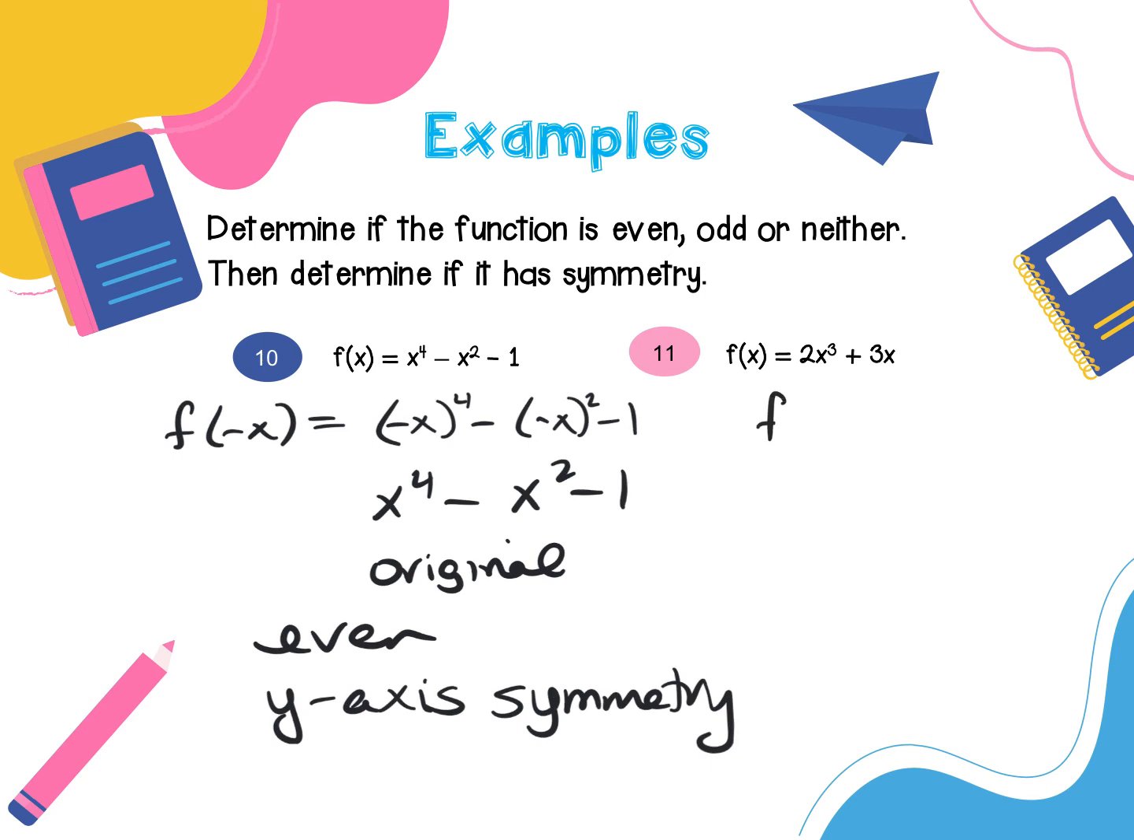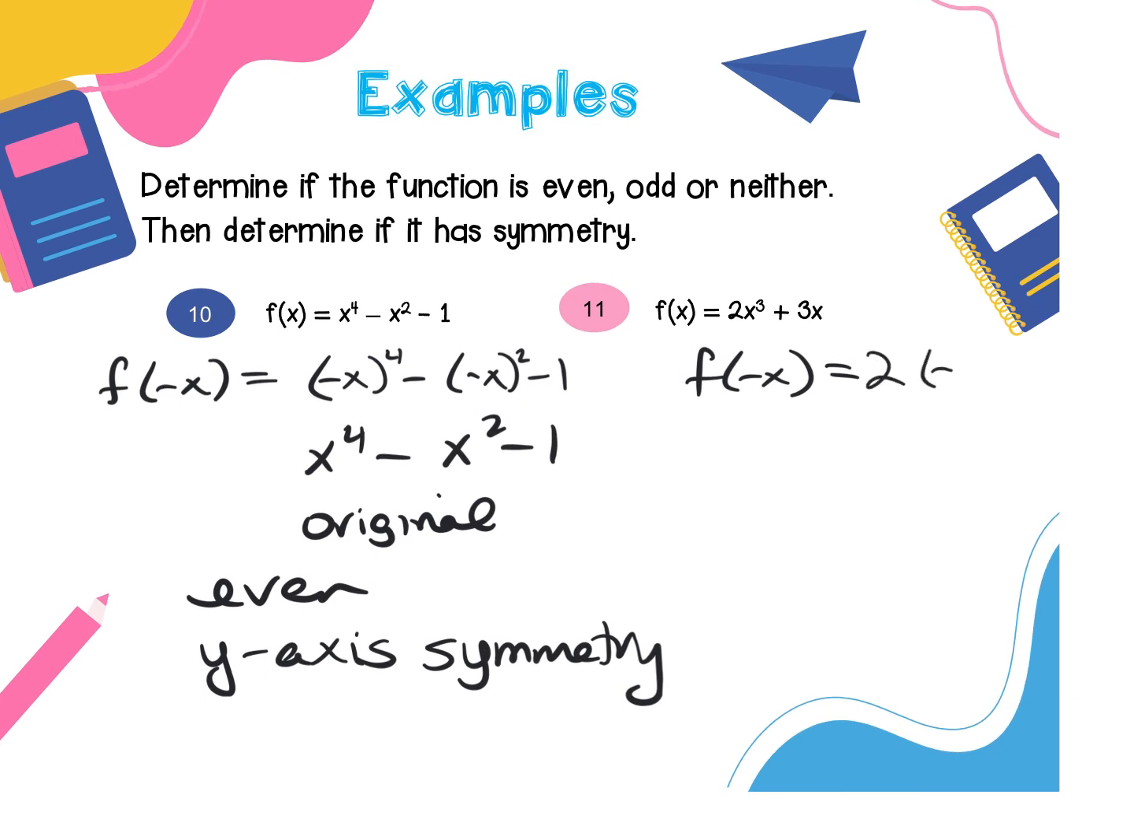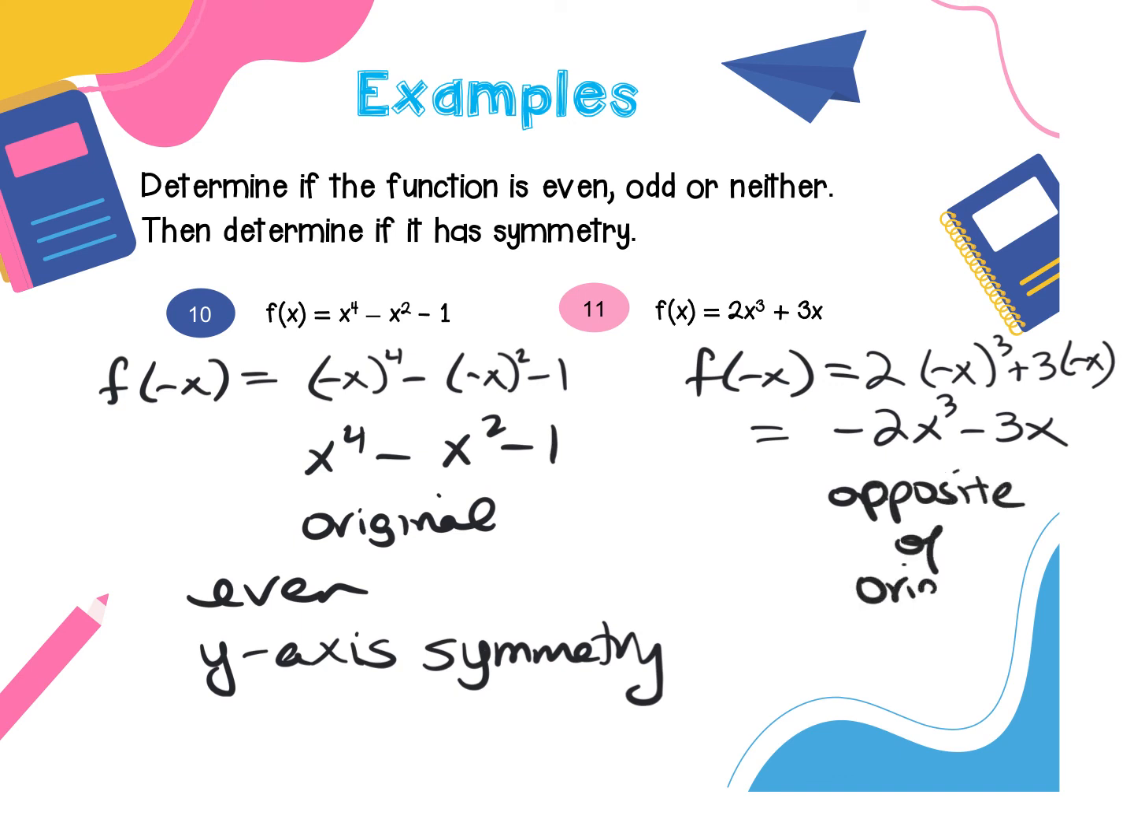The next one, again, plug in a -x. 2 times -x to the third plus 3 times -x. -x to the third just stays -x to the third. And then I can multiply it by the 2, so it becomes a -2x to the third, and this becomes a -3x. Notice this is opposite of the original. So this tells me this is an odd function and it's symmetric to the origin.